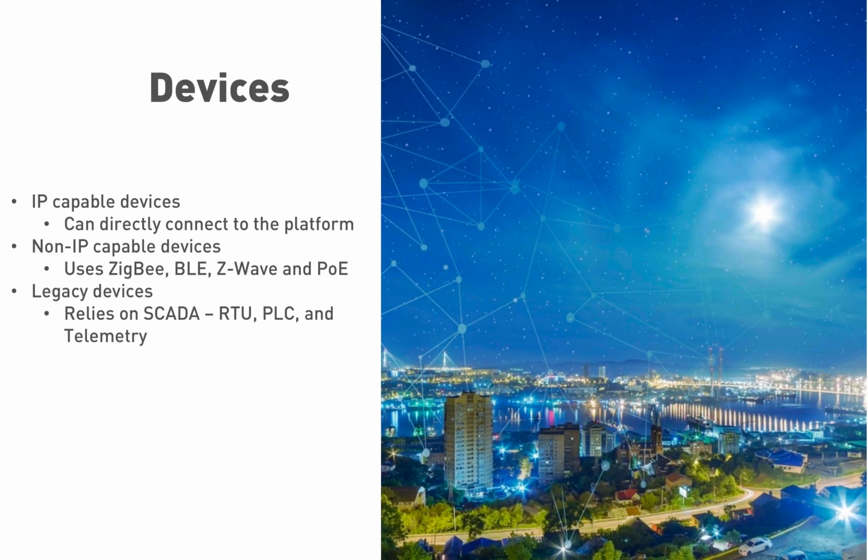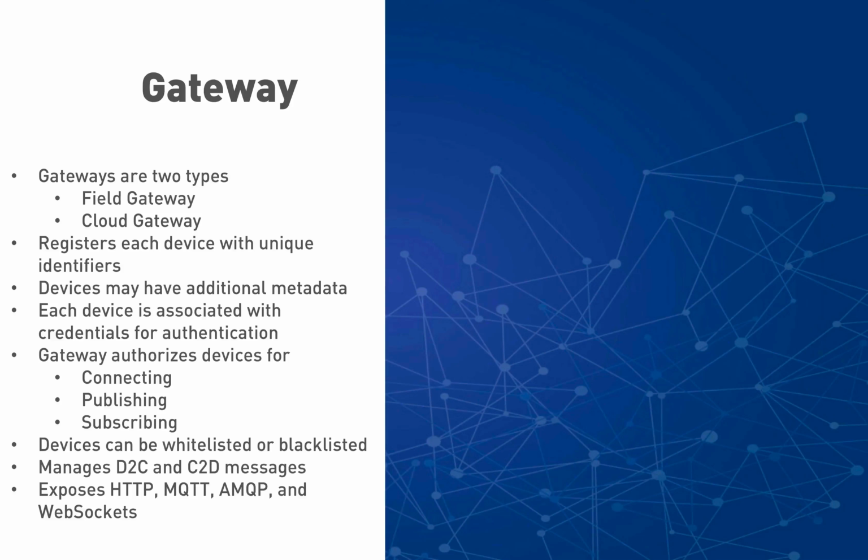So those devices that are not capable of talking to the platform directly, they take help of the gateway. And gateways are of two types. The first one is called the field gateway, which is essentially representing a collection of devices or an array of devices that are not able to establish connectivity to the central cloud or an IoT platform.